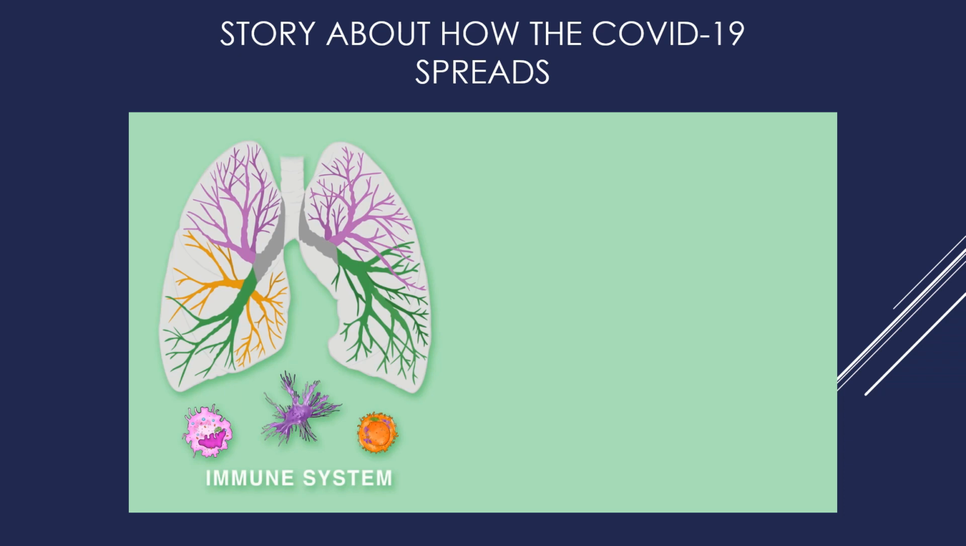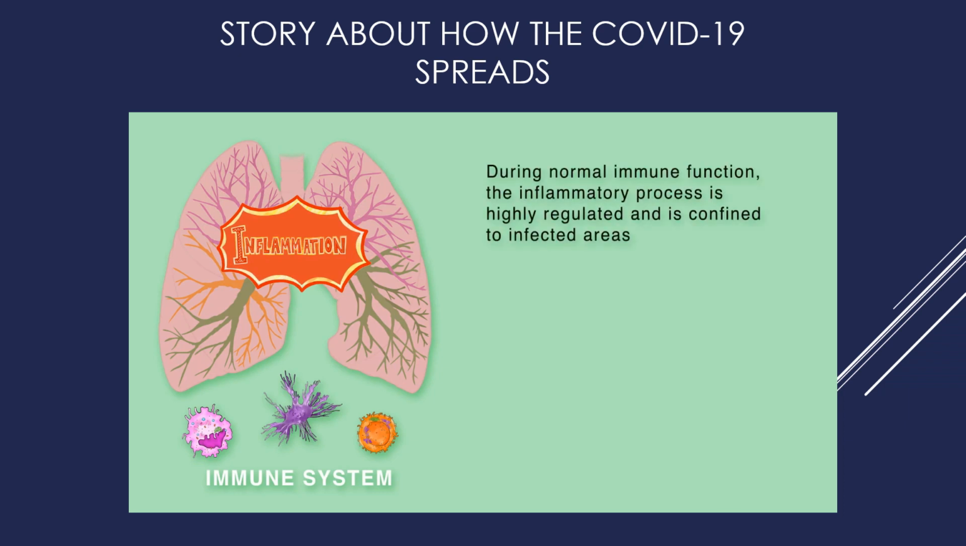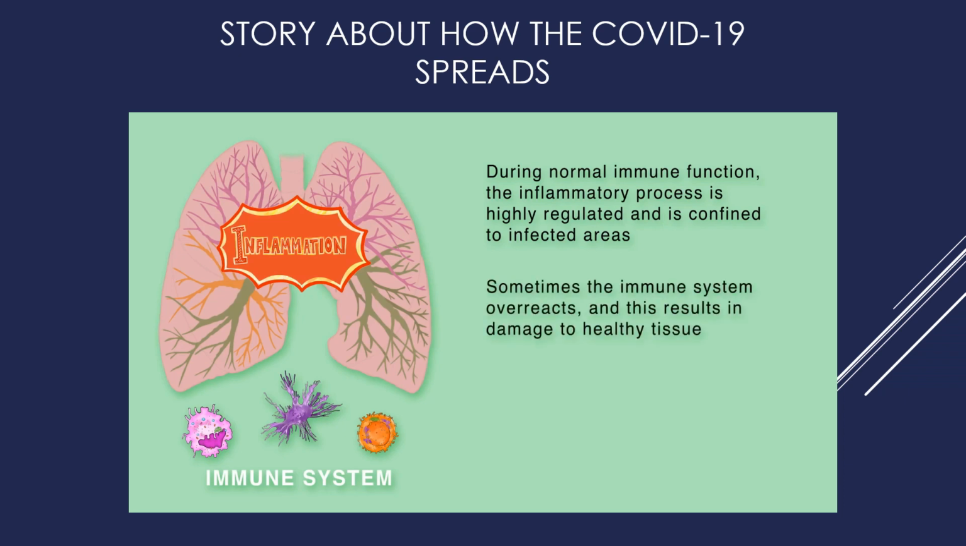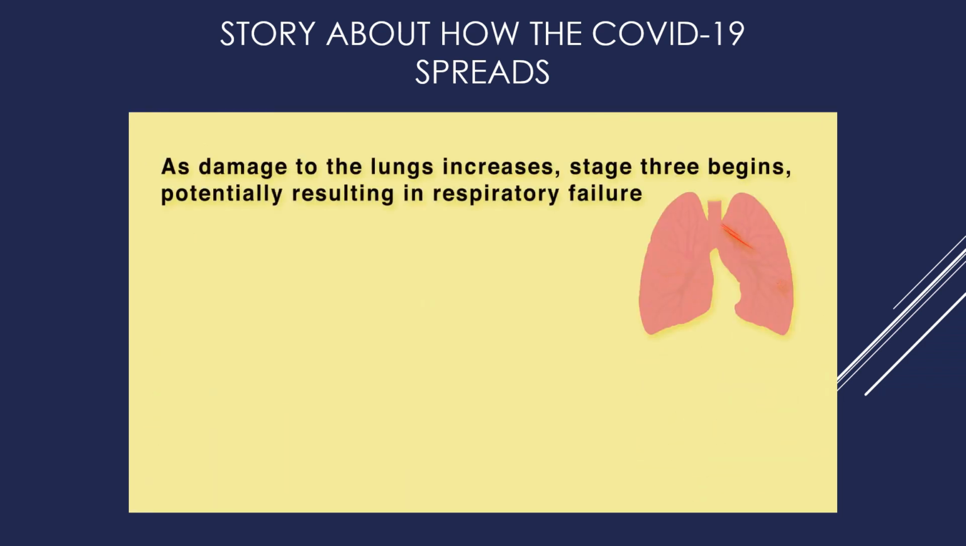Enter the immune system. Immune cells recognize the virus and flood into the lungs. The lung tissue becomes inflamed. During normal immune function, the inflammatory process is highly regulated and is confined to infected areas. However, sometimes the immune system overreacts, and this results in damage to healthy tissue. More cells die and slough off into the lungs, further clogging them and worsening the pneumonia. As damage to the lungs increases, stage 3 begins, potentially resulting in respiratory failure. Patients that reach this stage of infection can incur permanent lung damage or even die.